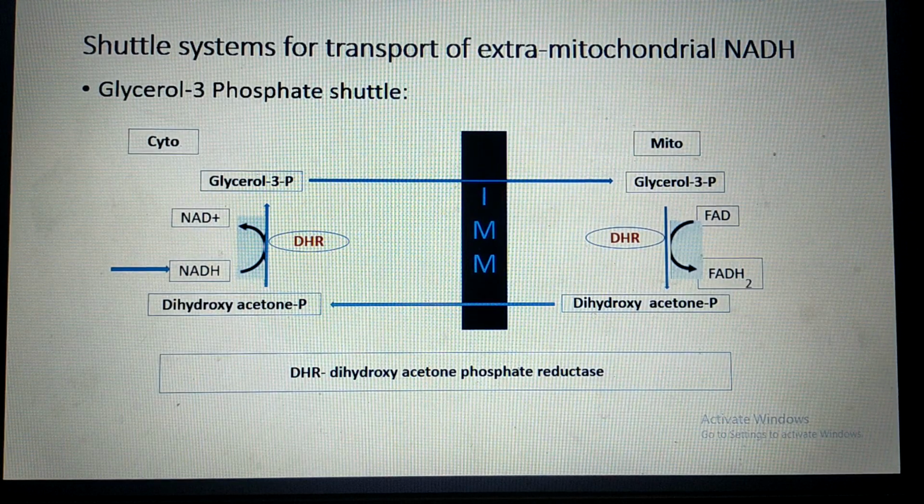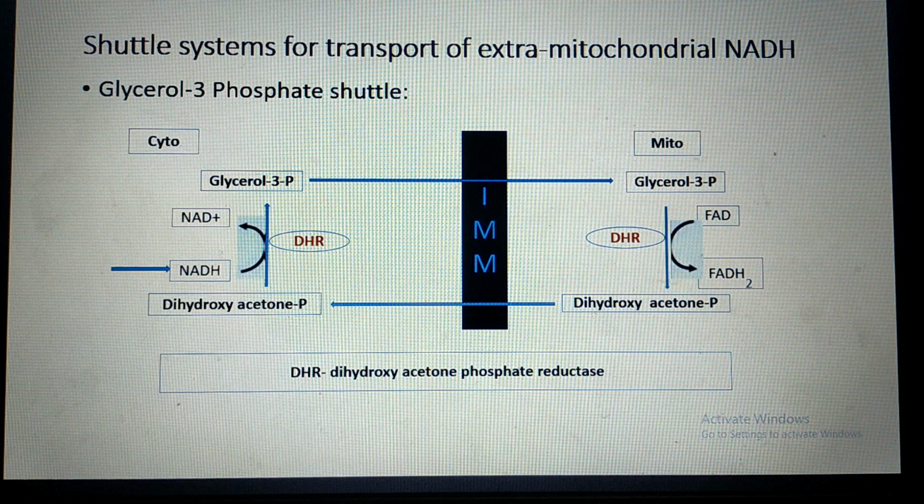The next shuttle is the glycerol 3-phosphate shuttle. In this shuttle, as I have told you, it occurs in brain and muscles. Again, the central dark band shows the inner mitochondrial membrane, left side is the cytoplasmic compartment, right side is the mitochondrial compartment. Now again NADH is synthesized on the cytoplasmic side. This NADH donates its 2 hydrogen atoms to dihydroxyacetone phosphate. So this starts with dihydroxyacetone phosphate. After addition of 2 electrons or protons, this dihydroxyacetone phosphate is reduced to glycerol 3-phosphate.